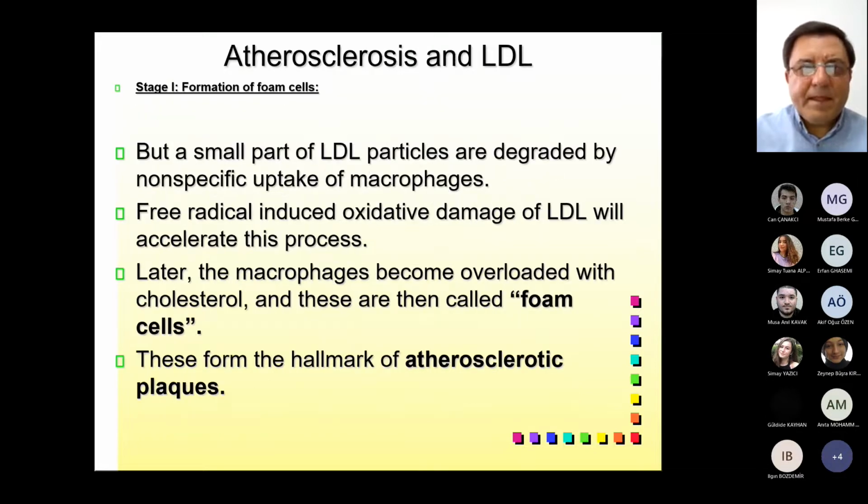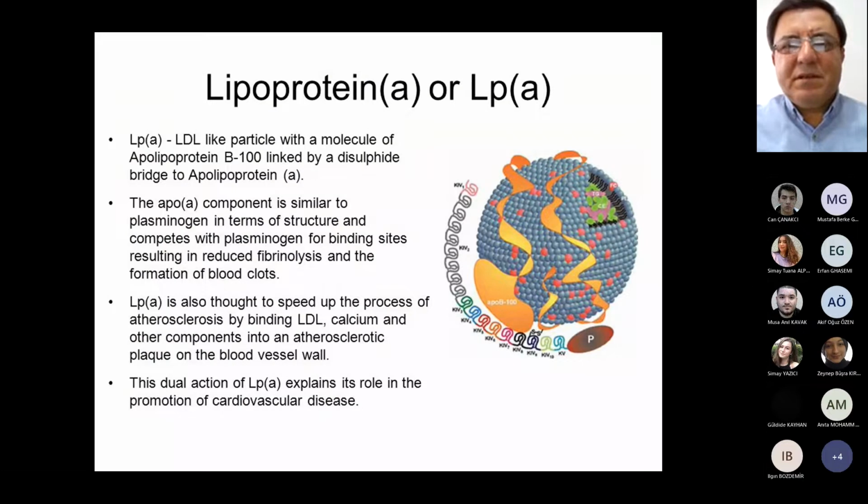and it goes to thrombosis. And in the first stage of the atherosclerotic process, as I said, a small part of this LDL is degraded by the non-specific uptake of the macrophages, and it induces oxidative damage of the low-density lipoprotein, and then these foam cells are generated by means of the combination with the macrophages, and these form the hallmark of the atherosclerotic plaques.